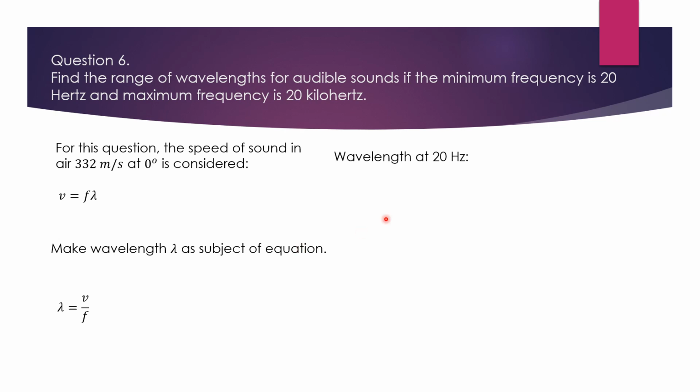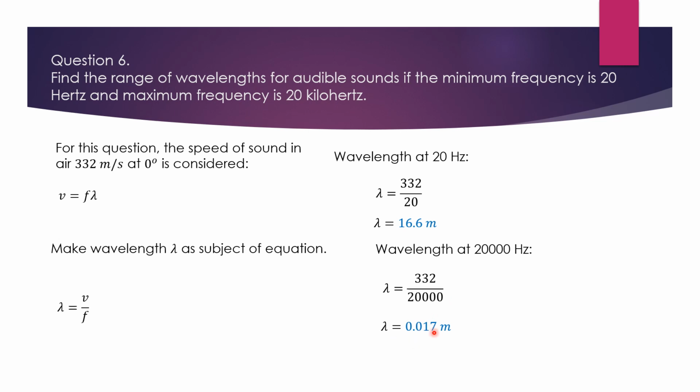That means the wavelength at 20 Hertz: lambda is equal to 332 divided by 20. This results in 16.6 meters. And the wavelength at 20,000 Hertz becomes 332 over 20,000, which is approximately 0.017 meters. This is the range of wavelengths.